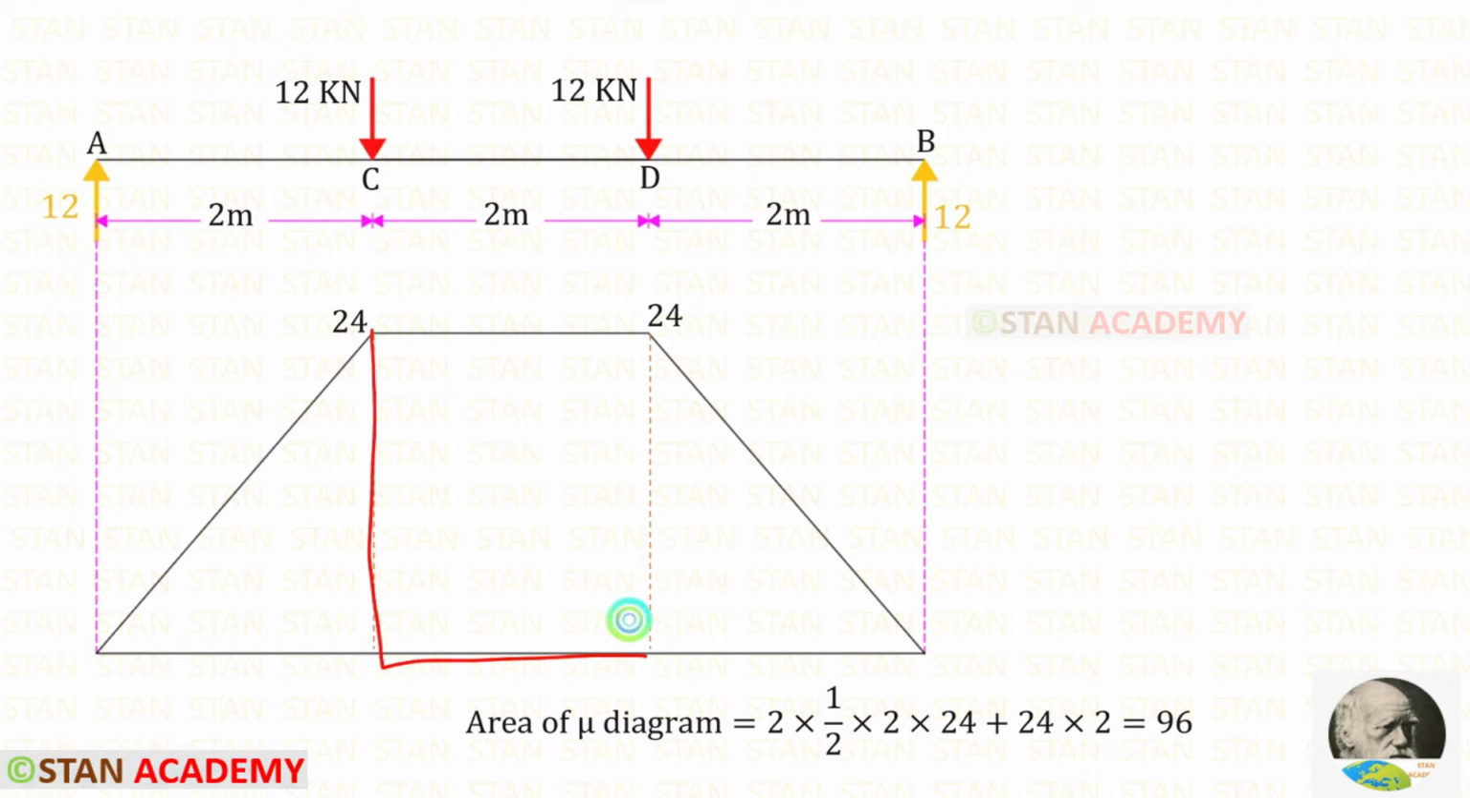Now let us take the rectangle. We know the area formula of a rectangle, BH. Here the breadth is 2 and the height is 24. We can eliminate 2. 2 into 24, 48. 24 into 2, 48. 48 plus 48, we will get 96.